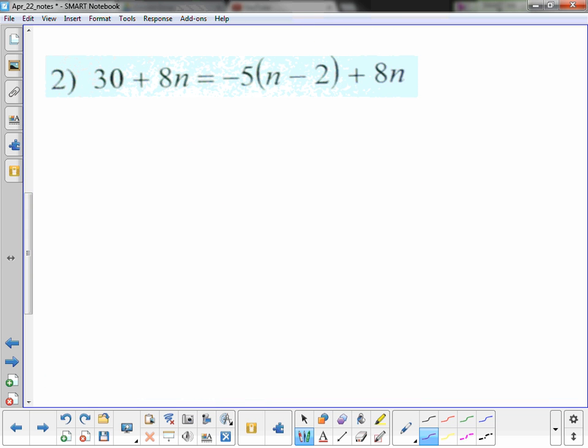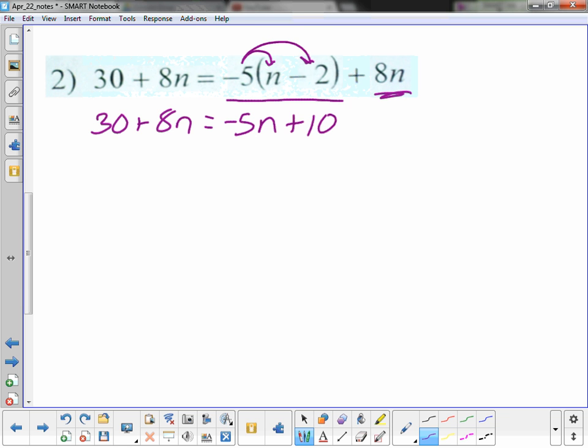Okay, on the left, there's nothing to do. On the right, I notice I have the distributive property sitting here, but I also notice that there's something else there. So after I do the distributive property, I'm going to have to do something more. On the left, I'm going to go ahead and bring down the problem. On the right, I'm going to do the distributive property first. So negative 5 times n is a negative 5n, and a negative 5 times a negative 2 is a positive 10, and then I have the plus 8n.